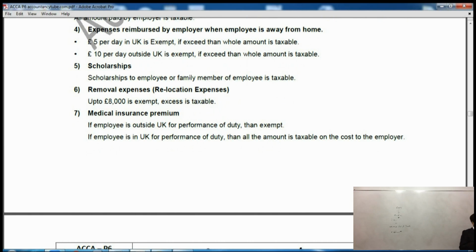The next one is scholarships. The employer could give you a scholarship, or your child or your wife. So if the employer is giving you some scholarships, then it will be a taxable benefit to the employee.